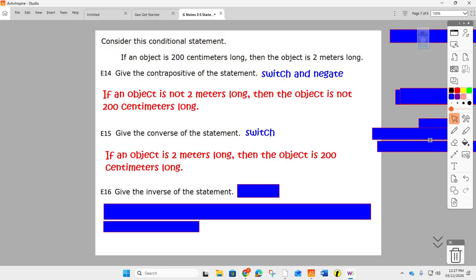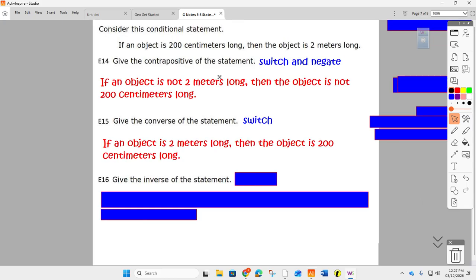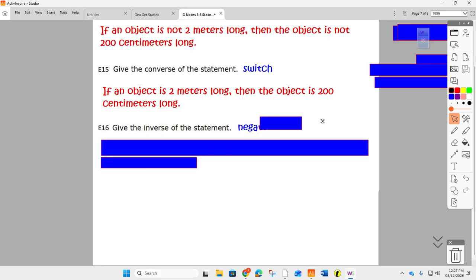All right, and then the inverse. So we've already done switch and negate and switch. So now what's this one going to be? This one is just negate. Yep. So the order stays, the hypothesis stays where it is, the conclusion stays where it is, but we do negate both of those. So if they're both positive, we make them both a negative. If they're both a negative, we make them positive. So we're trying that one on our own.